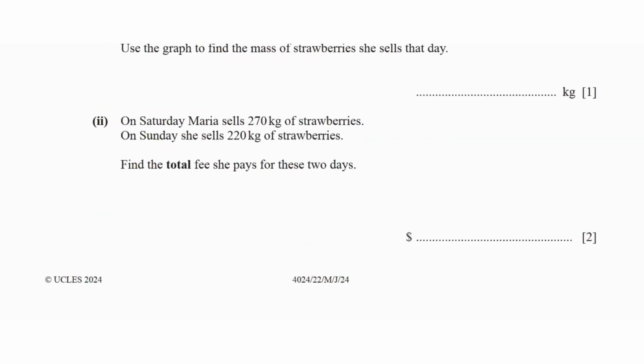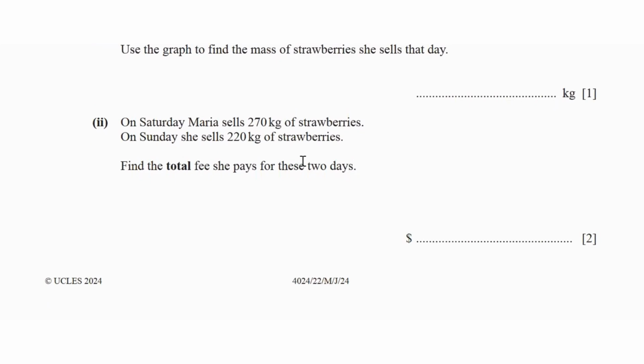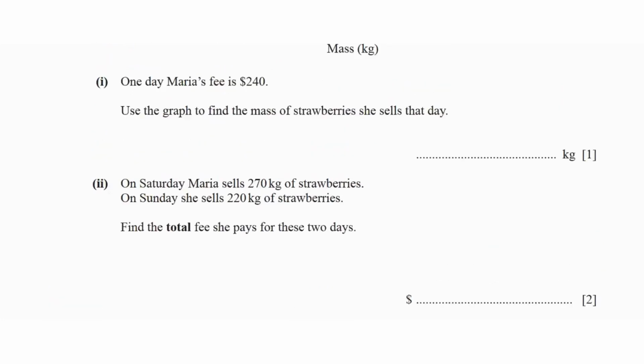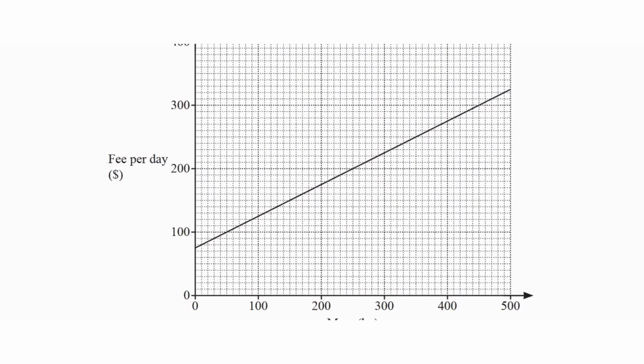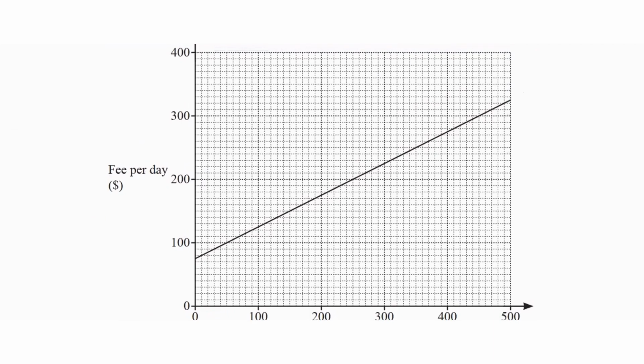Then it says on Saturday, Maria sells 270 kgs of strawberries. On Sunday, she sells 220 kgs of strawberries. Find the total fee she pays for these 2 days. So 270 and 220. This is for 220. This is for 270.